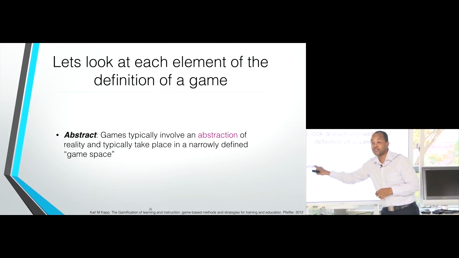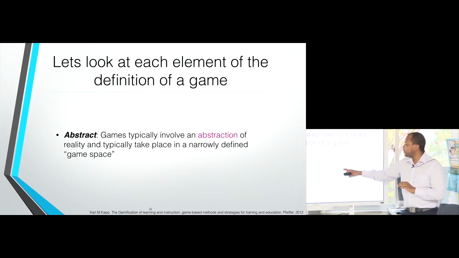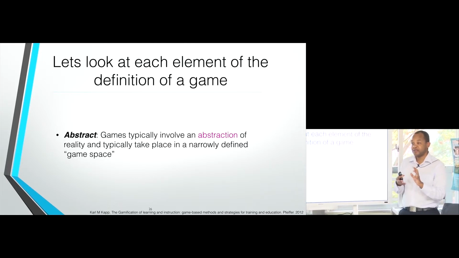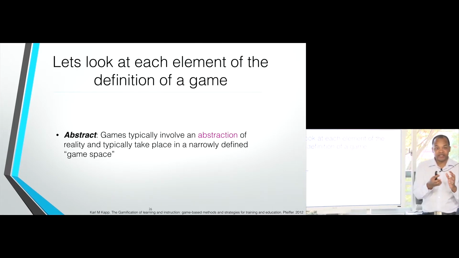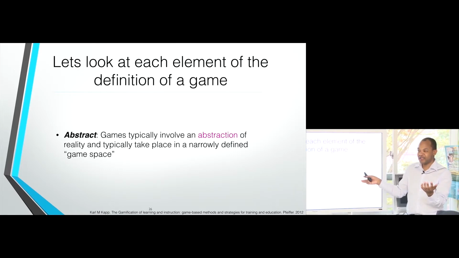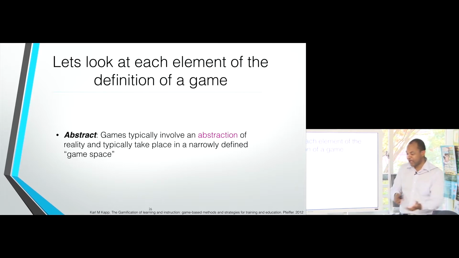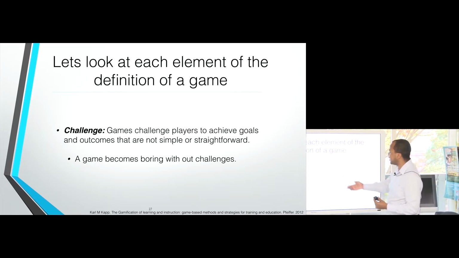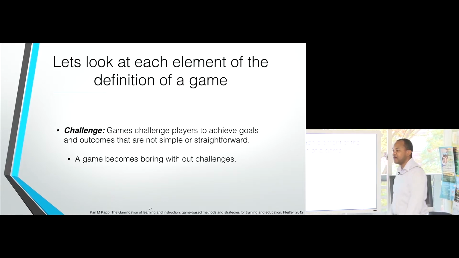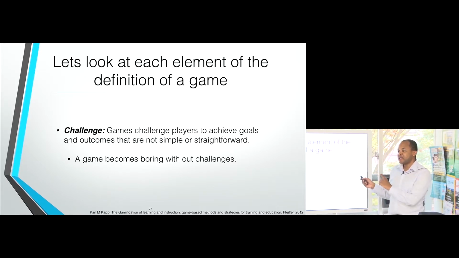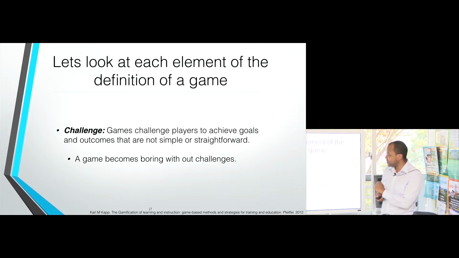Next, they mention an abstract. Games typically involve an abstraction of reality and typically take place in a narrowly defined game space, right? So there's reality and there's game space, but the reality somehow you can imagine in the game space. You can imagine everything in reality within a small area in a smartphone game or in a computer game or in a running game. And then also I mentioned there's a challenge. Players achieve goals, which I've already mentioned is very important. And later on I will discuss a little bit about this point because it determines many outcomes in game design.